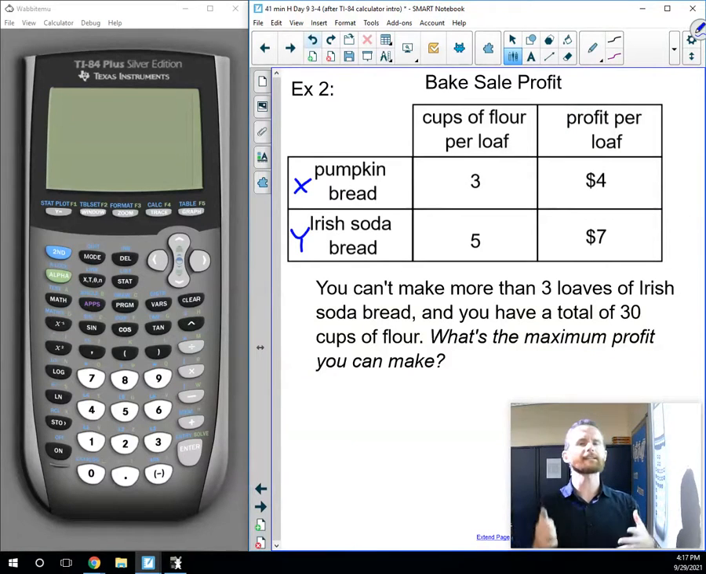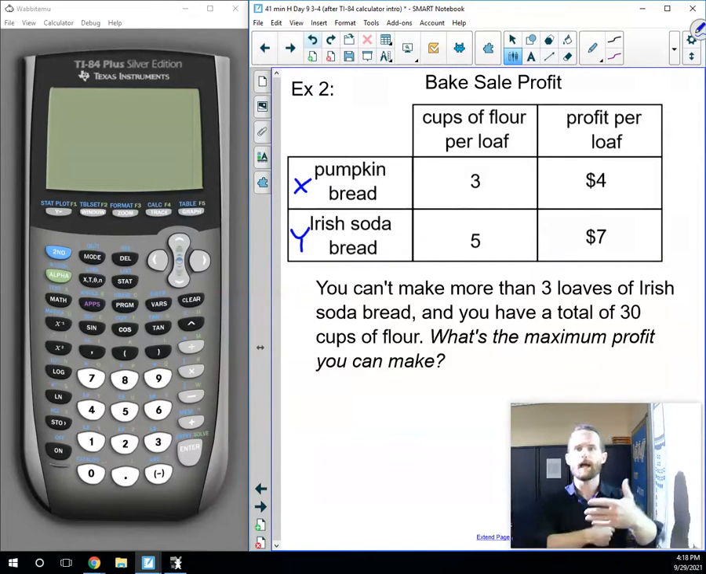Now keep in mind, that does not mean we're charging $4 and $7 for the two respective types of bread. That's the profit we're making. So, like if our costs for the pumpkin bread are $2, then that means we have to charge $6 to get our $4 profit. So remember, profit is what you're charging minus your cost. That's what profit comes out to. Got off on a little tangent there.